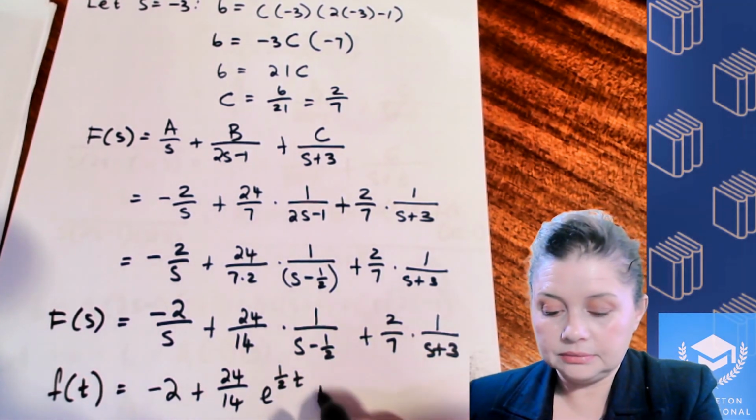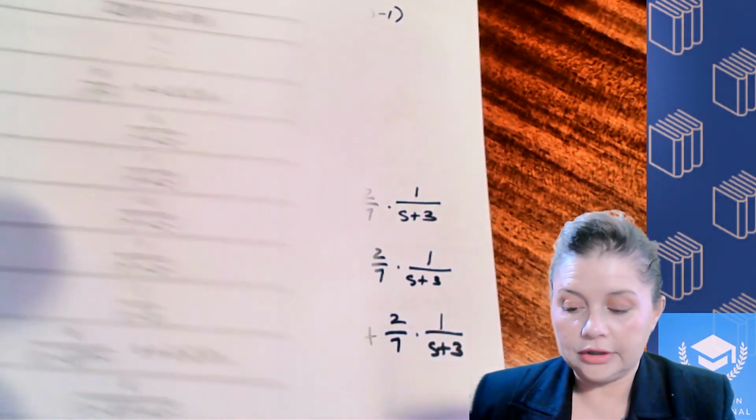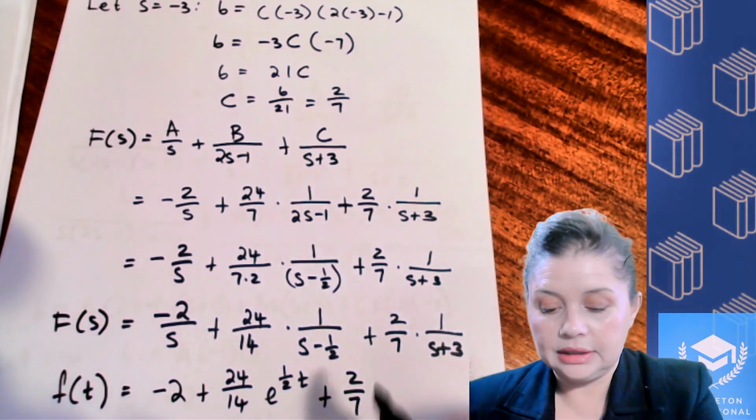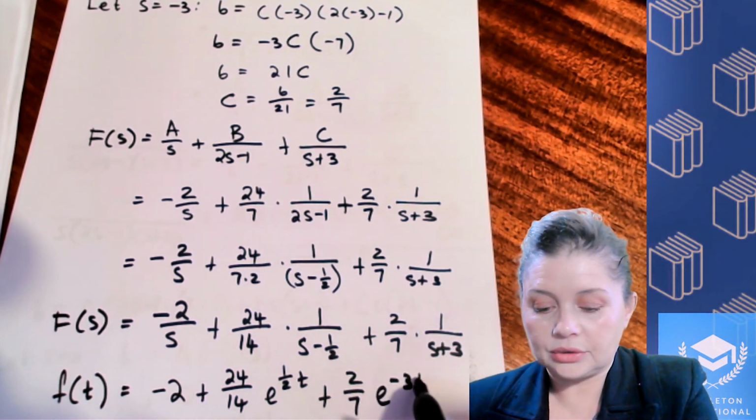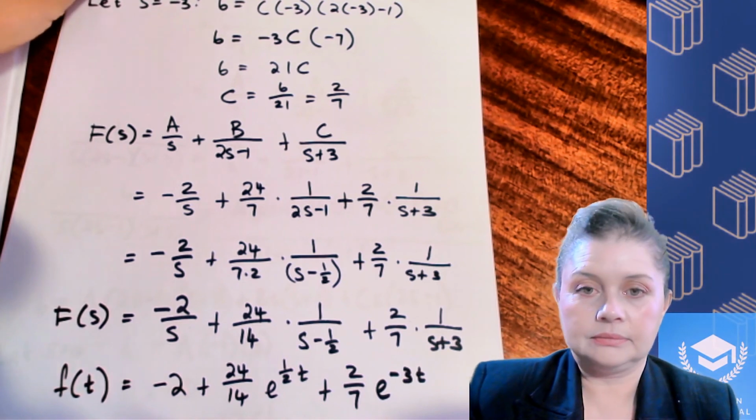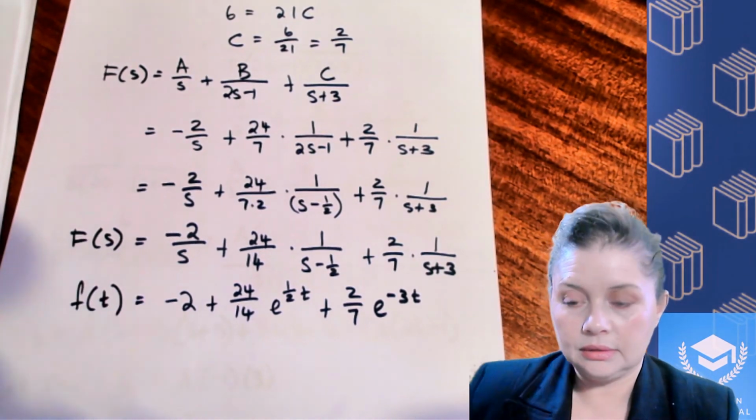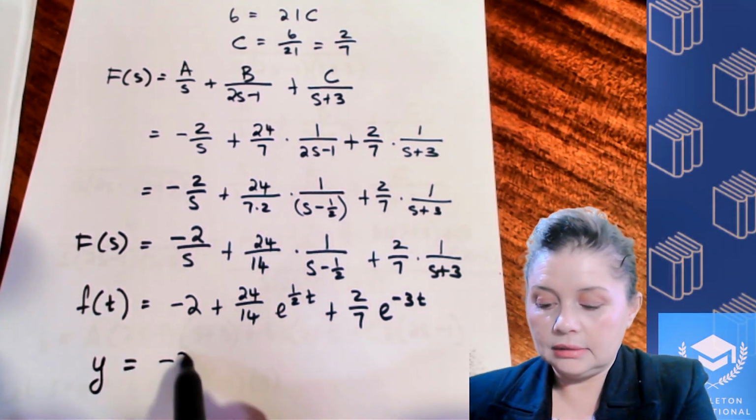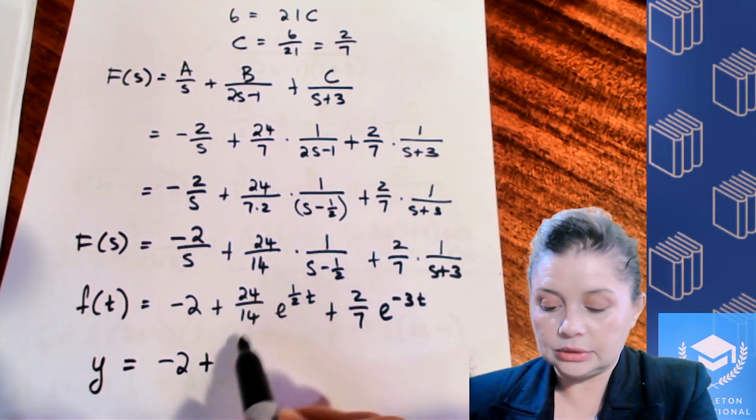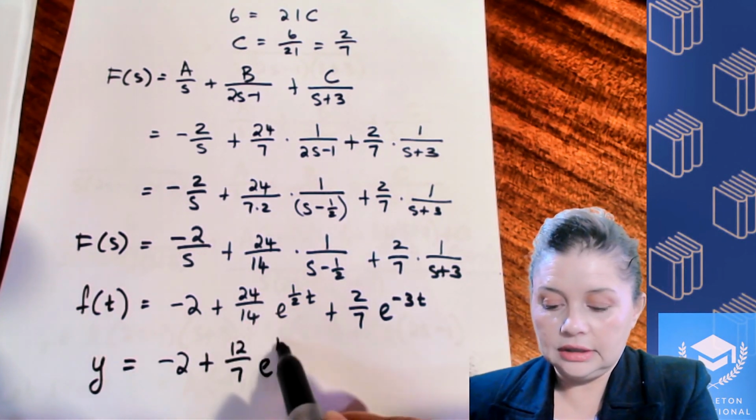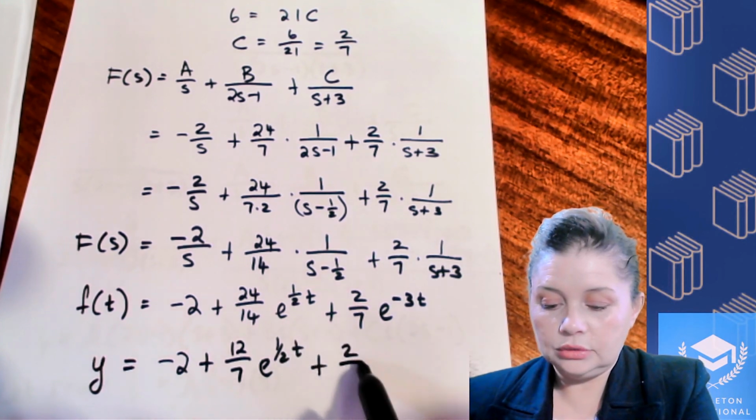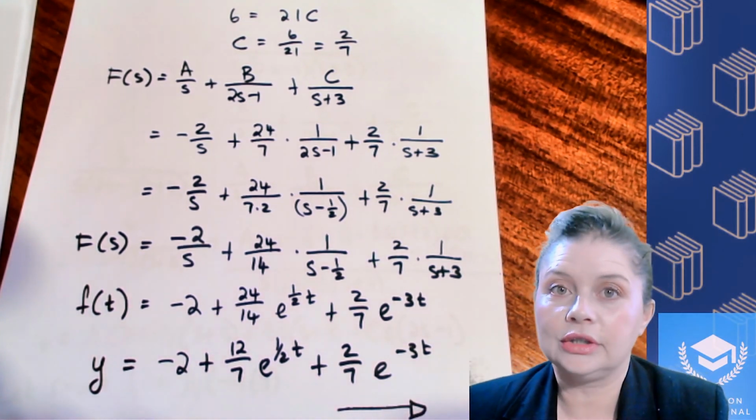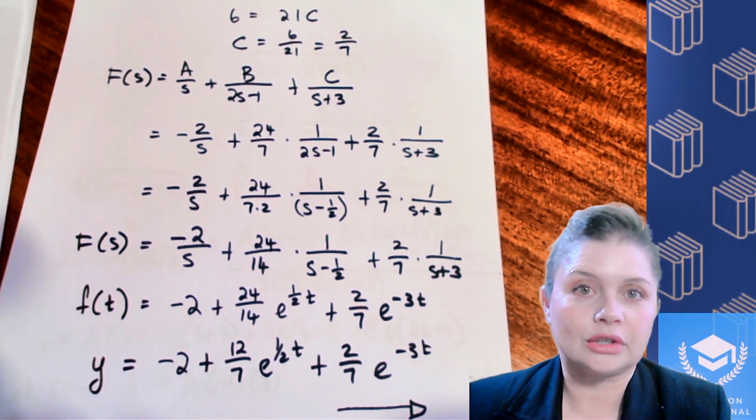The third term is going to be also number 7, right? But in this case, b is going to be minus 3. So that's going to be e to the minus 3t. Right? So then you can say that f of t is minus 2 plus, that's going to be, what's it, 12 over 7 e to the half t, plus 2 over 7 e to the minus 3t. And that is the solution to your differential equation using Laplace transforms.